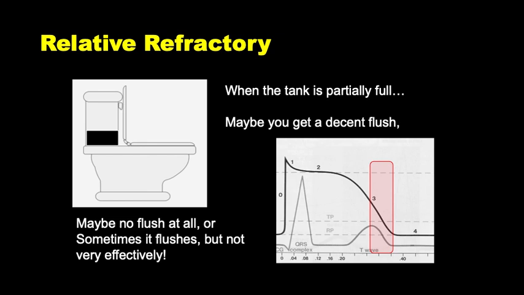And this is also where the issue of an R on T phenomenon comes in. When a new stimulus hits right in the middle of this relative refractory period, our patient is at risk of going into VTAC or VFib or even asystole. This is also why we have to use synchronized cardioversion in order to make sure that we don't deliver a shock right in that vulnerable stage of the cycle.